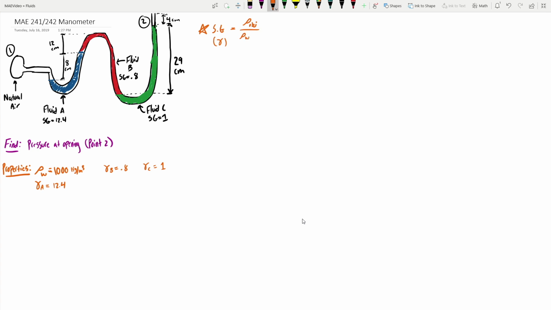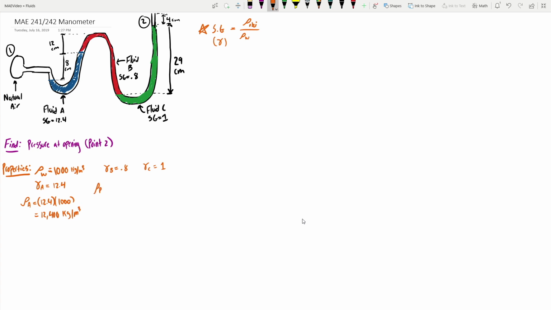So if we did want to find densities, for instance, the density of A would just be the specific gravity of A multiplied with the density of water. So then we get the density of A as 12,400 kilograms per meter cubed.